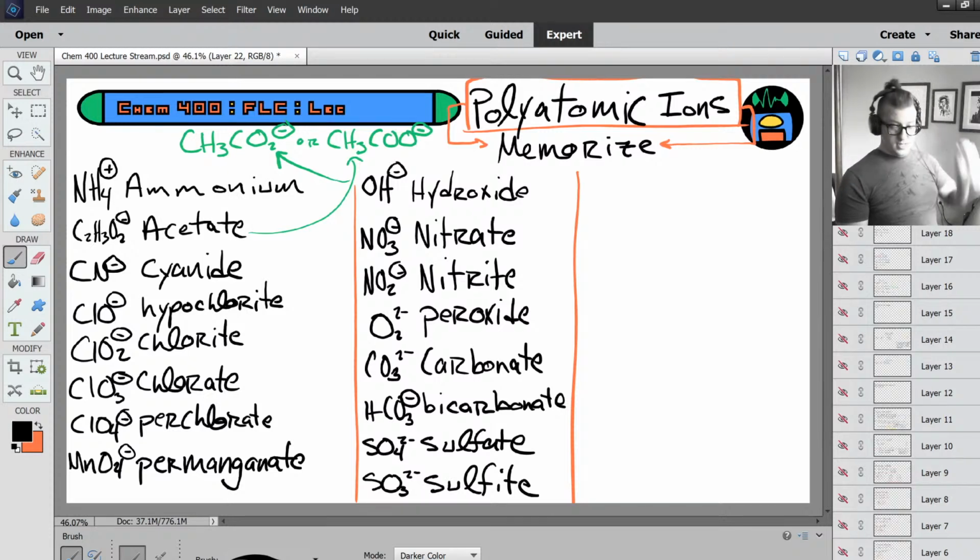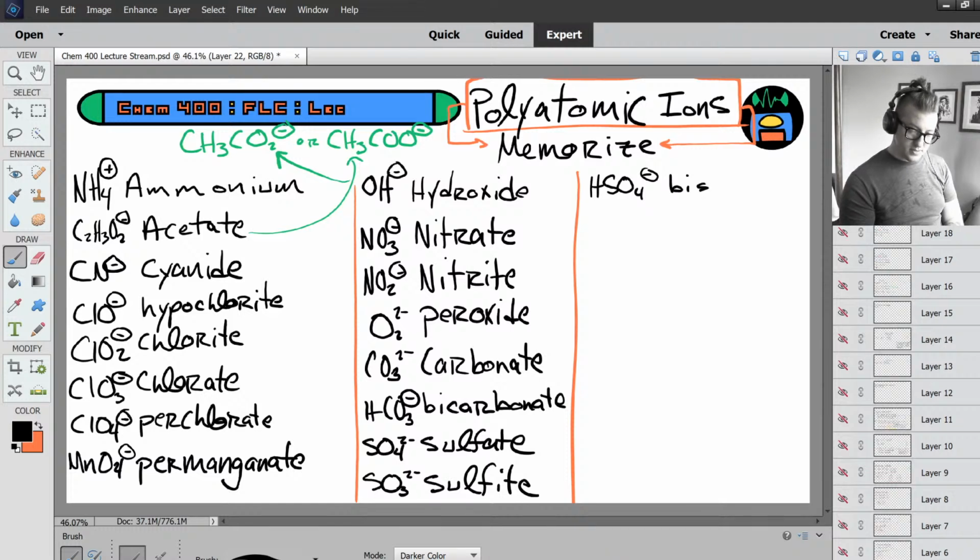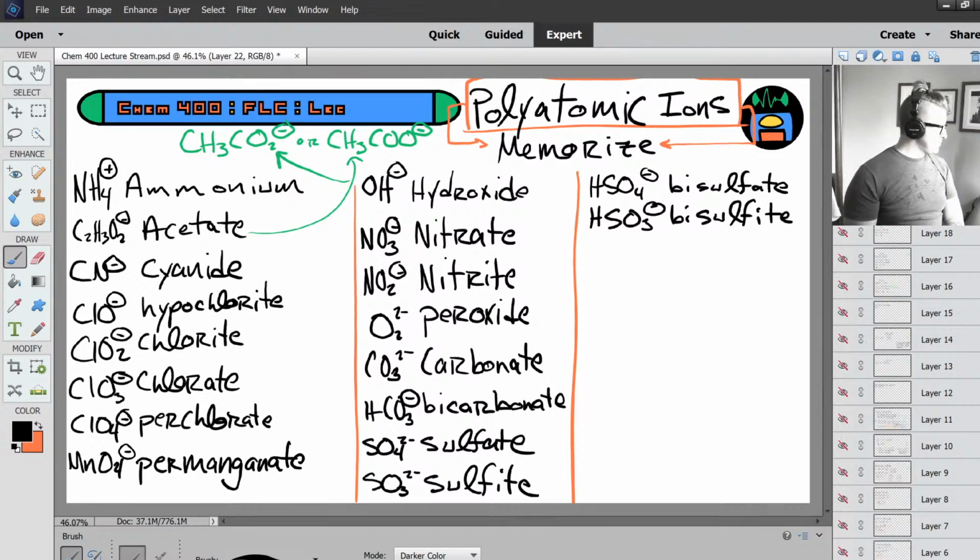Let's see, how are we doing? Here we go. We have bisulfate, which is HSO4 with a negative 1. This is also called hydrogen sulfate sometimes. We have bisulfite, which is HSO3 with a negative 1 charge. Let's see, we have CrO4 with a negative 2 charge. This is called chromate.